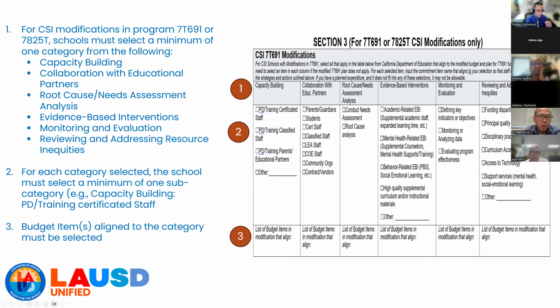So the recommendation is, if you're a CSI school modifying this budget, don't select any categories unless they're aligned to a budget item that you're changing in program 7T691. If you're not making a budget change, don't select that category.